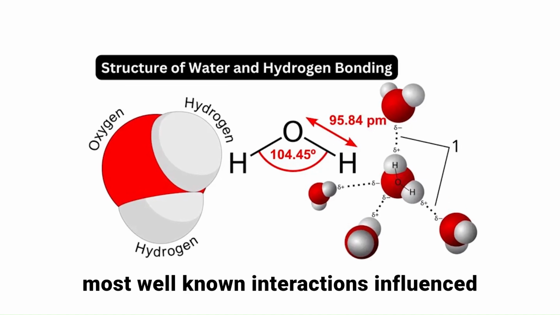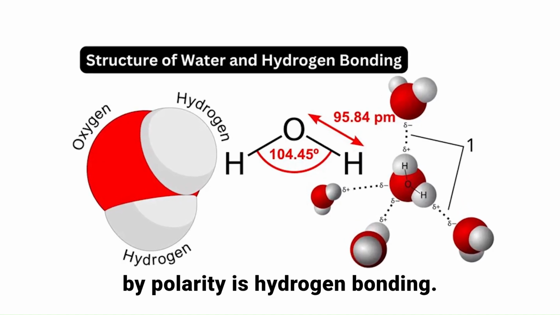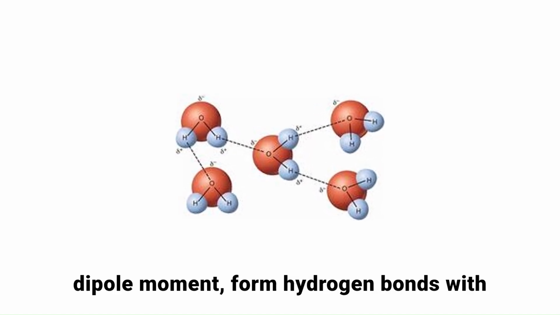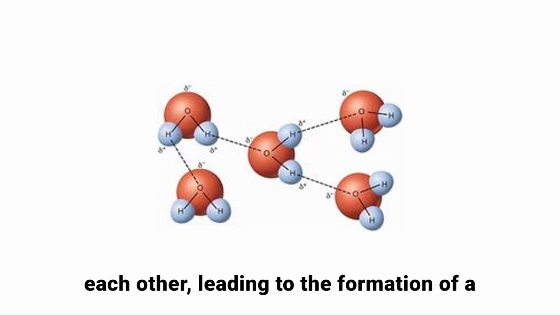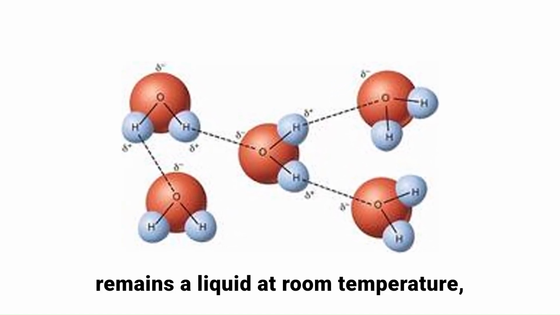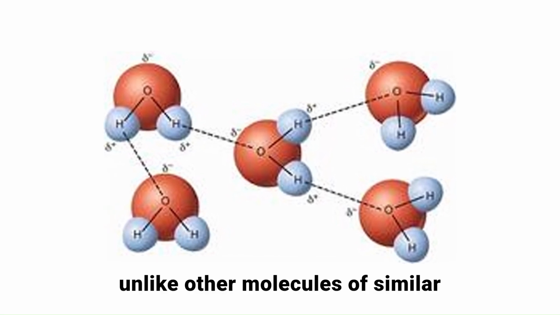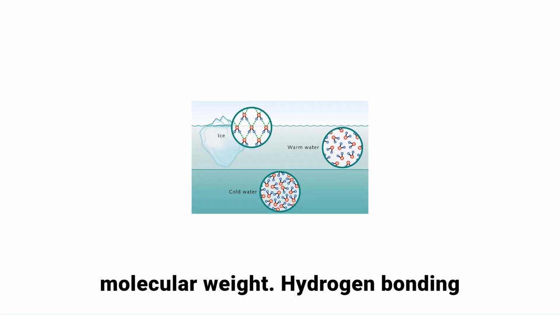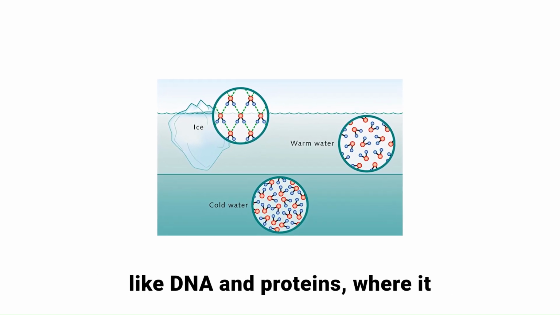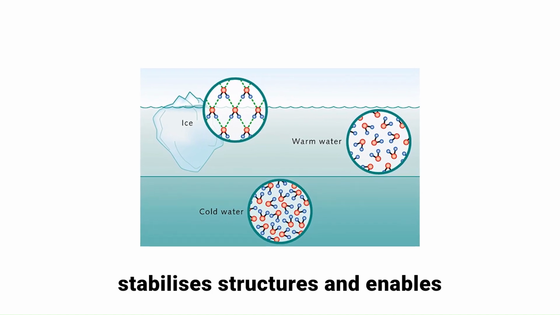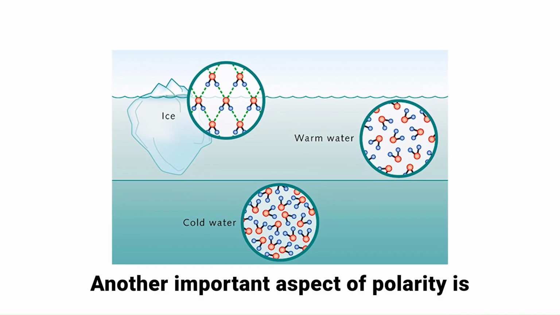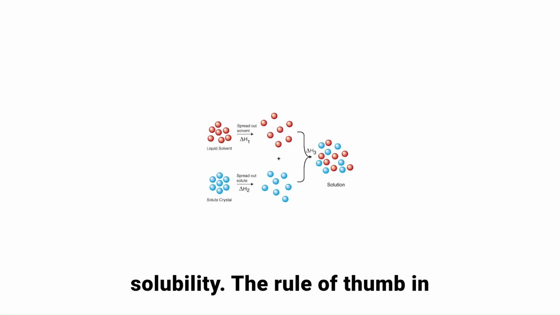One of the most well-known interactions influenced by polarity is hydrogen bonding. Water molecules, due to their strong dipole moment, form hydrogen bonds with each other, leading to the formation of a cohesive network. This is why water remains a liquid at room temperature, unlike other molecules of similar molecular weight. Hydrogen bonding is also crucial in biological molecules like DNA and proteins, where it stabilizes structures and enables essential biological functions.